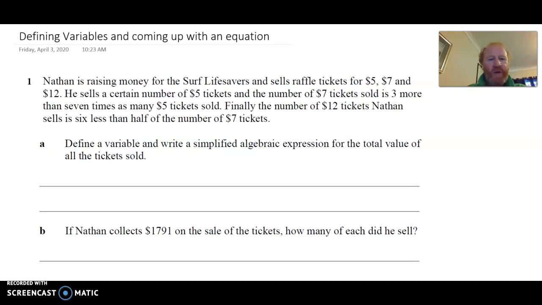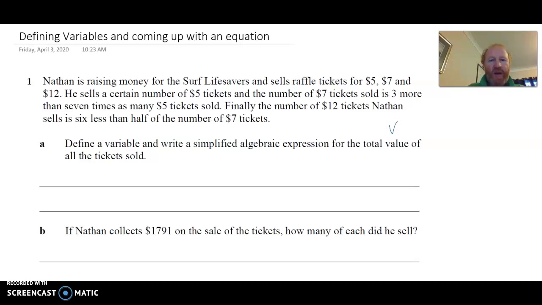So we're being asked to define a term to write an equation to evaluate, to get the total value of the tickets sold. Now, I might use V for total value, but that's not actually the variable that we're really working with here. If we read through the question, Nathan is raising money and it's all about the number of tickets sold. And that's our real unknown that we're working with here. We'll use that unknown to define a value, but it's all about the number of tickets sold.